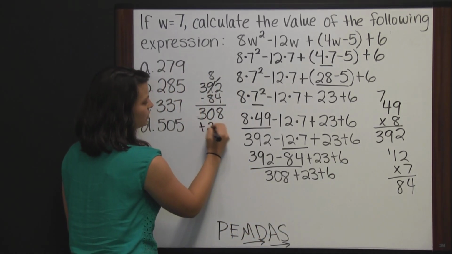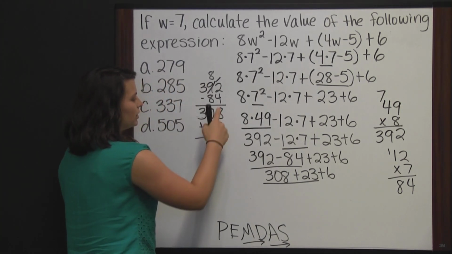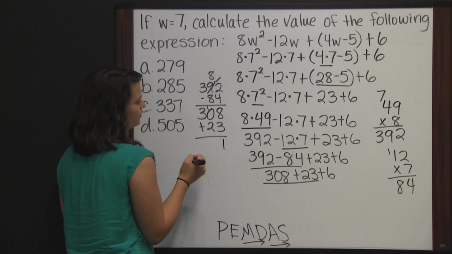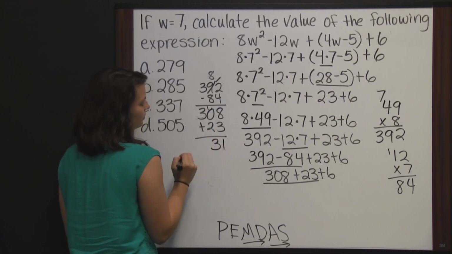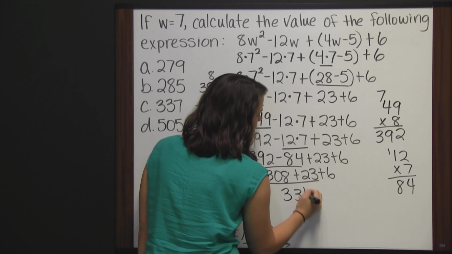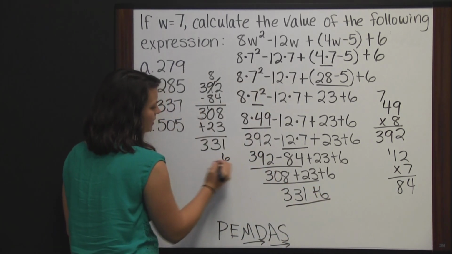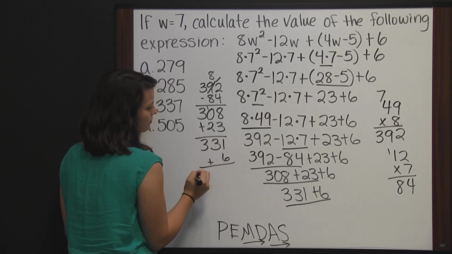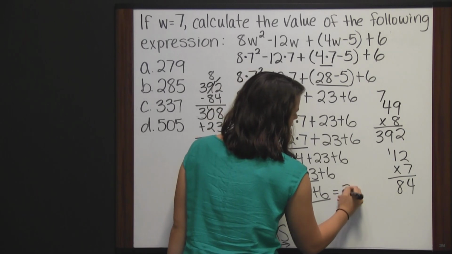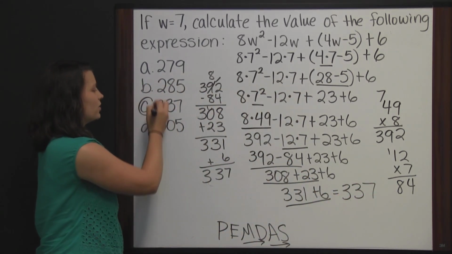So that means we need to add 23 to our 308. That's the next thing we're going to do. 8 plus 3 is 11. Carry the 1. 1 plus 2 is 3. And bring your 3 down. So we have 331 plus 6. And that's the last thing we're going to do, add 6 to 331. So we get 7, 3, 3. Our final answer is 337, which is answer choice C.